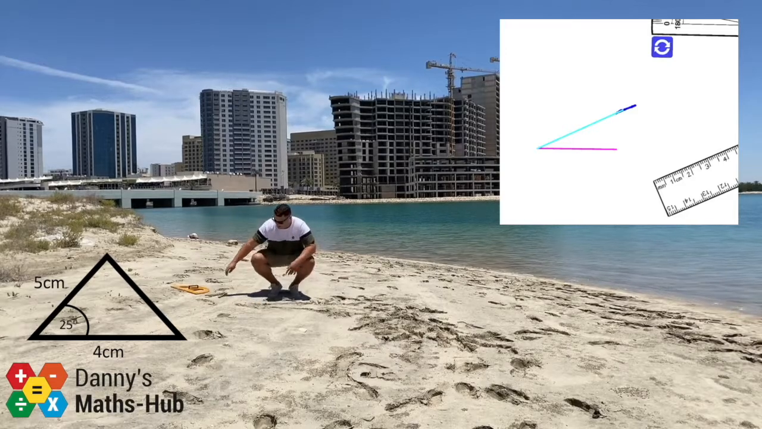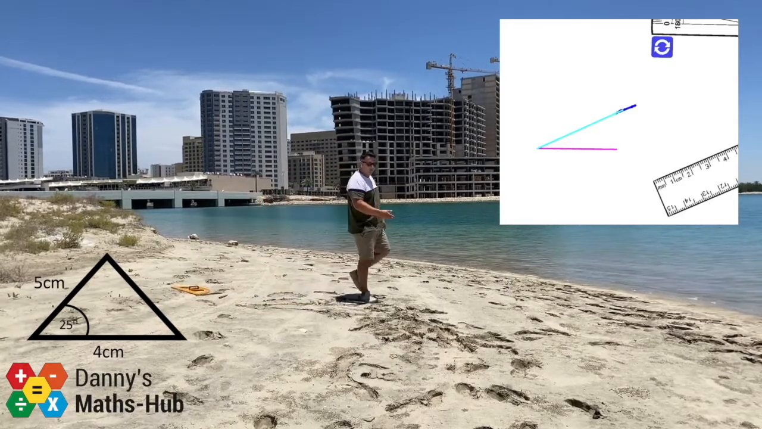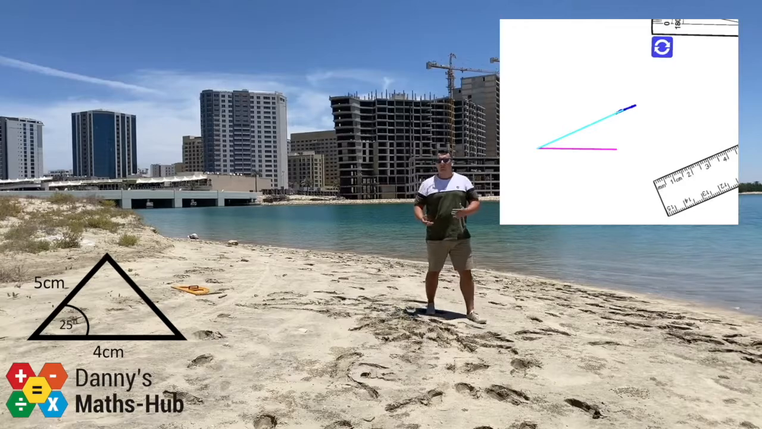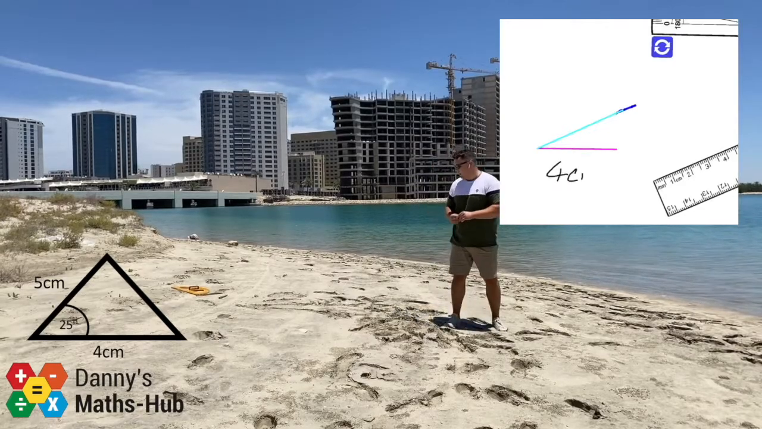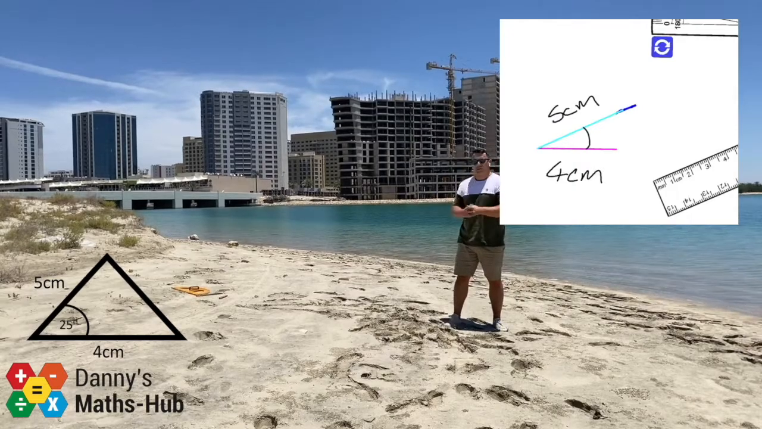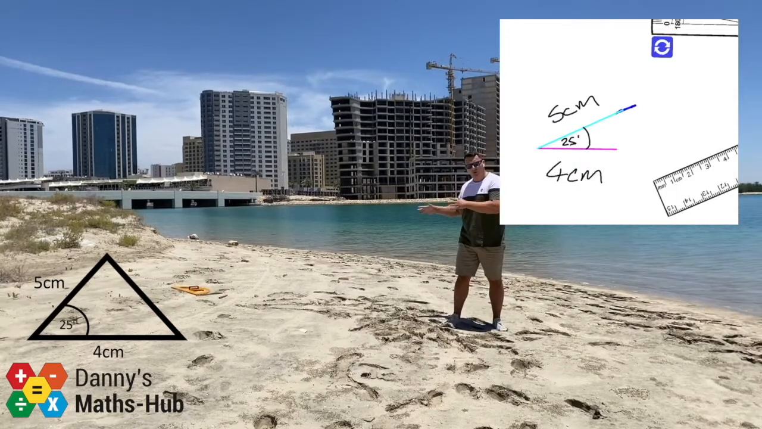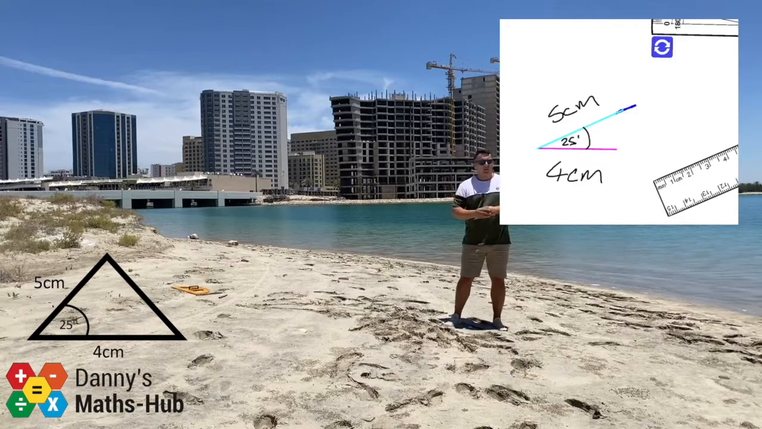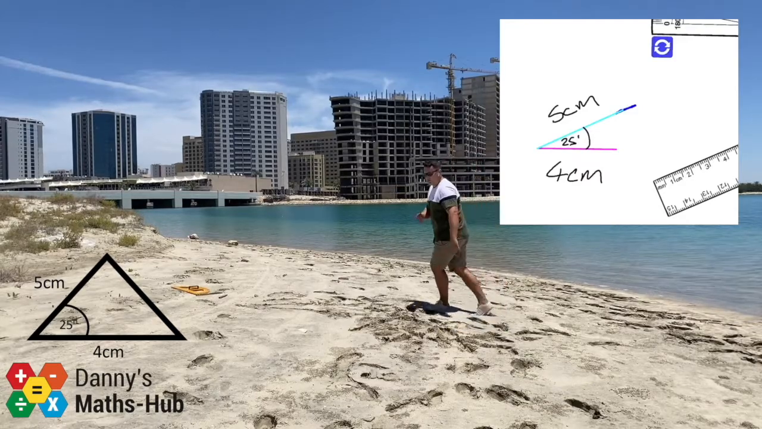Once I've done this, on my triangle, I've now plotted and drawn every bit of information I've been given. My 4 centimeter base, my 25 degree angle, and my 5 centimeter side. But it's not a triangle yet, is it? I've not finished with it. I need to make this a triangle by connecting up these 2 sides.